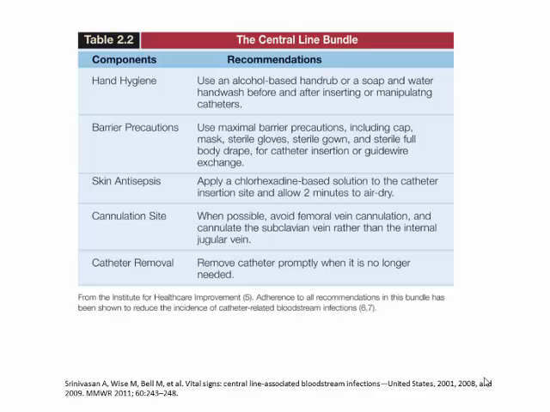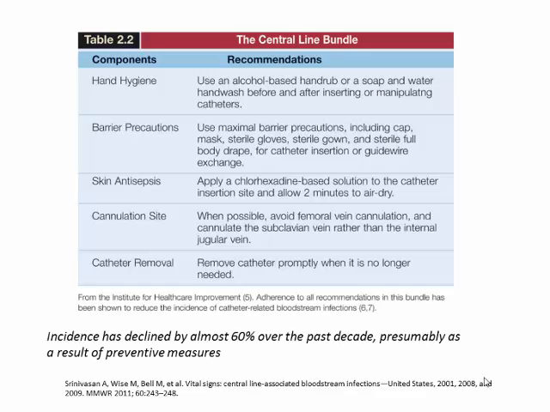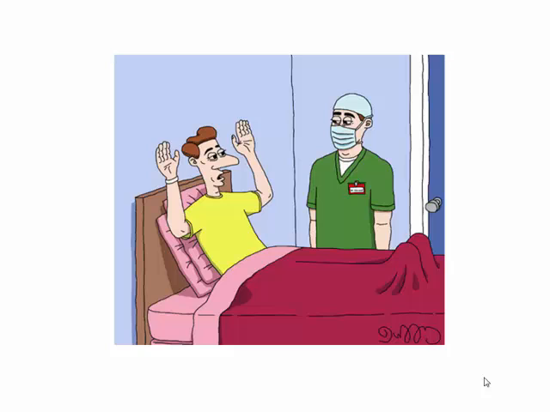And naturally, for the cannulation site, you'd rather try the internal jugular over the femoral vein, and remove the catheter when no longer needed. And this is why the incidence has declined by almost 60% over the last decade. That's a big drop by just following these. So cover yourself so well that it might actually be scary.